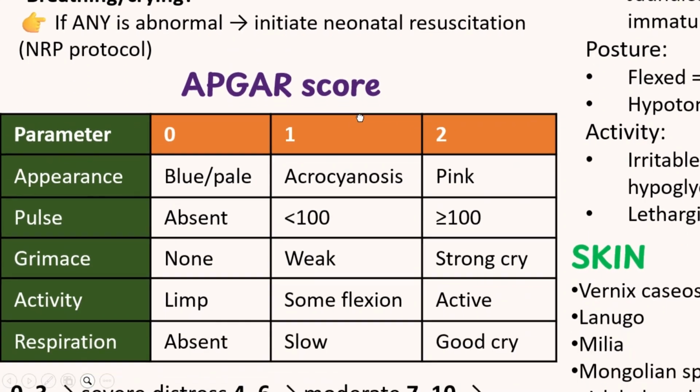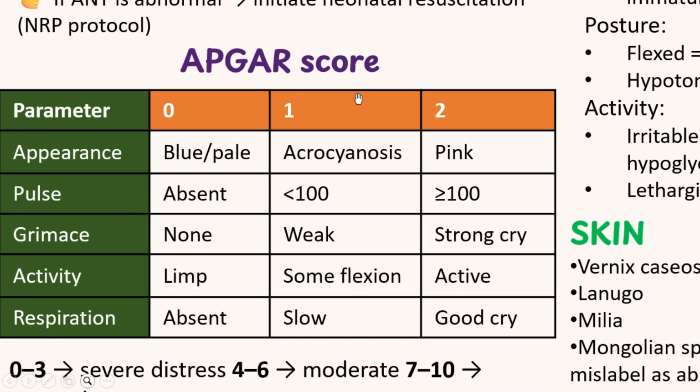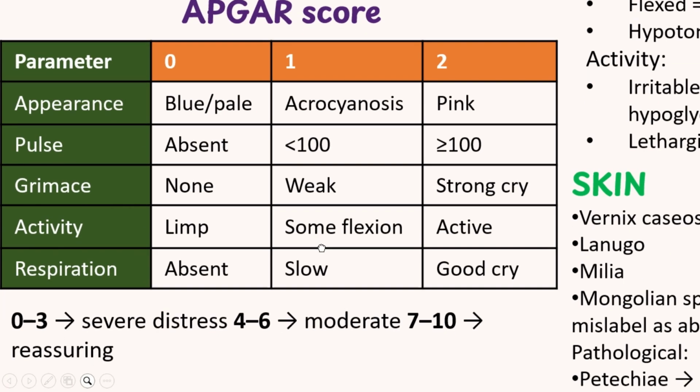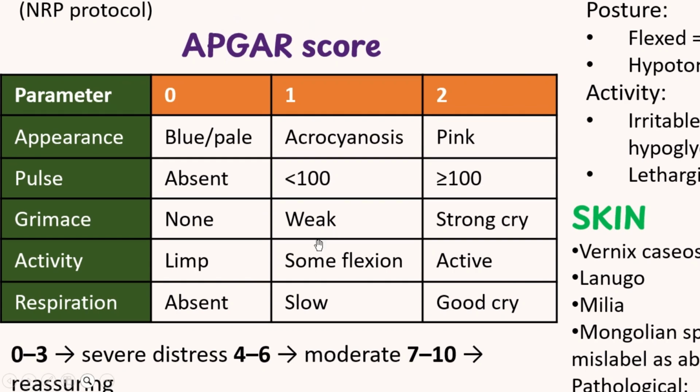So whenever we are assessing babies, we use the APGAR score, just like we have the GCS for the older children and adults. We have the APGAR score that we use to score babies, and it has these parameters that are basically an expansion of the acronym APGAR.